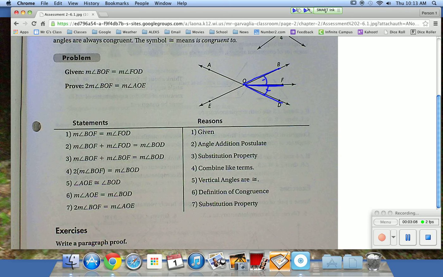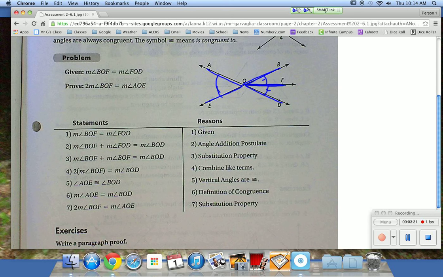Prove that 2 times angle BOF equals angle AOE. So 2 times BOF equals this whole angle. Logically, it tells you that, right? But we have to prove that. That's what we're going to get into.